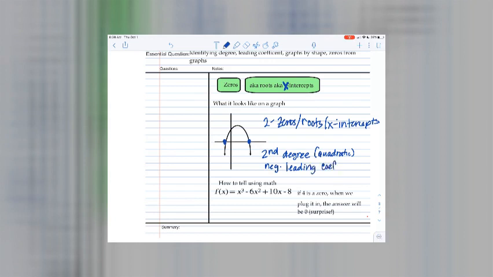Now, I didn't use magic to determine that, even though I did graph this myself. But there are some patterns and some rules that all polynomials follow that makes it pretty easy for you to be able to tell by looking at them. So that will be coming up next. And how do you tell using math?